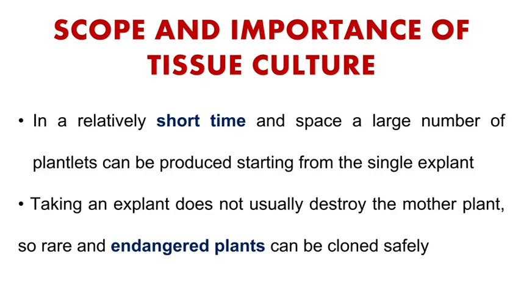So next we are going to see about the scope and importance of tissue culture. In a relatively short time and space, a large number of plantlets can be produced starting from a single explant. So this is one of the important things. Within a short duration, we are producing a large number of plantlets. Taking an explant doesn't usually destroy the mother plant. So rare and endangered plants can be cloned very safely.